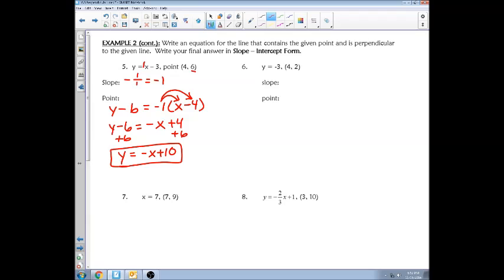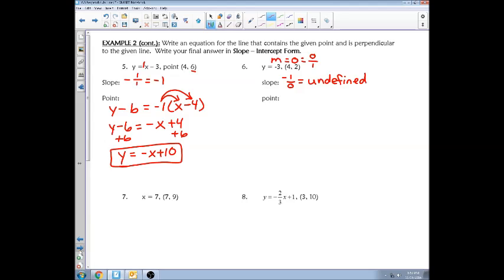Okay. On to problem 6. This says y equals negative 3. Anytime that I have a y equals equation, my slope, my m value, is going to be 0. Well, what is the opposite reciprocal of 0? Well, I can think of 0 as 0 over 1. So the opposite reciprocal would be negative 1 over 0. Can I have 0 in the denominator? We've talked about this numerous times before. I cannot have 0 in the denominator, which means that my slope is going to be undefined.